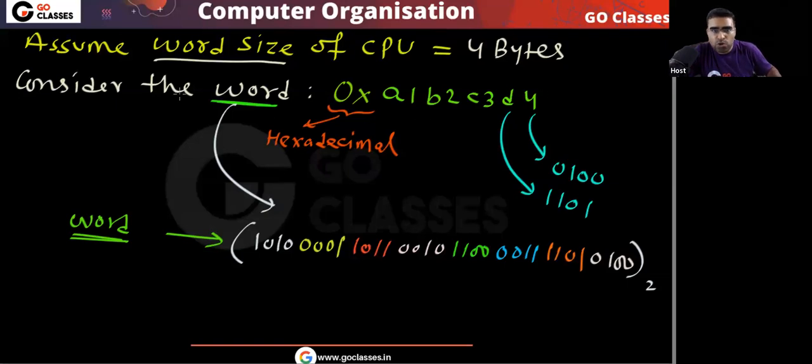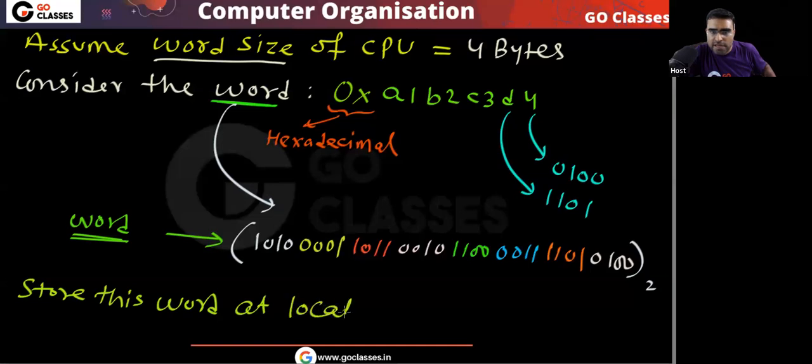Now tell me, if you want to store this word that is given to you, I want to store this word at the address 100. So let's store this word at a memory location. Location means memory address. And tell me, memory is byte addressable or word addressable? I told you that by default memory is byte addressable.